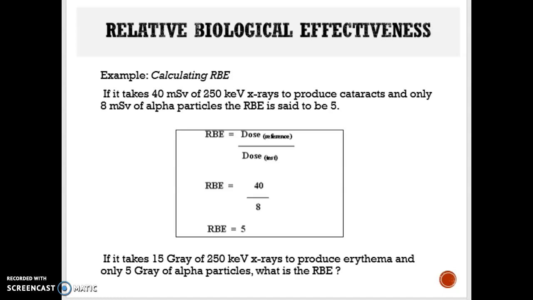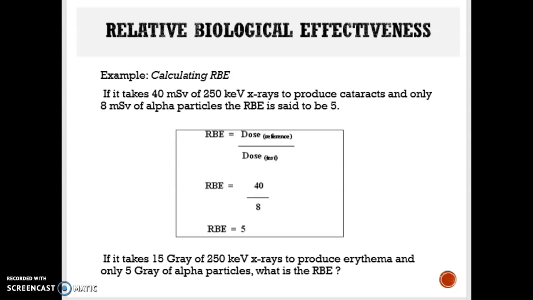And what does this mean exactly? It means that the average number of ion pairs produced per unit length of the body tissue it is penetrating through is 5 times greater for alpha than it is for X-ray. So basically the alpha is 5 times more deadly, let's put it that way.